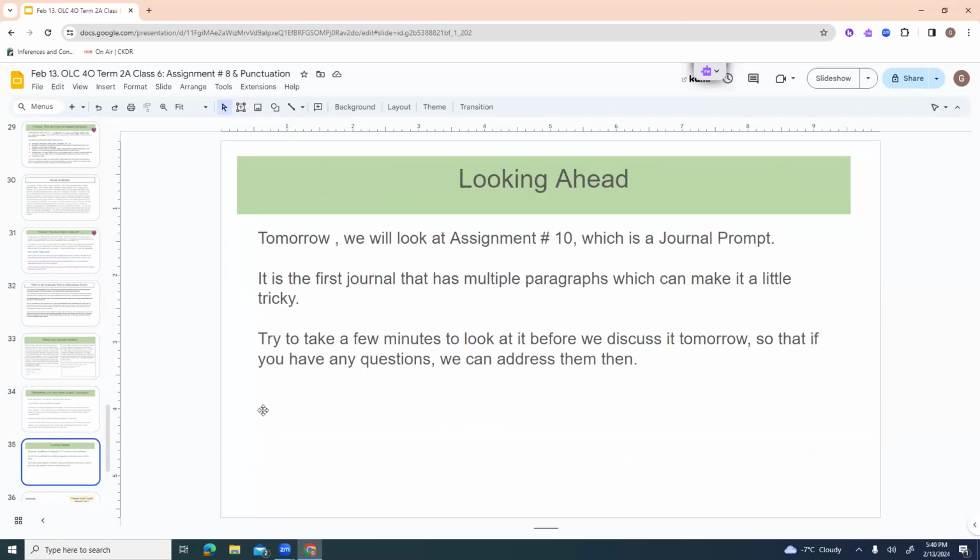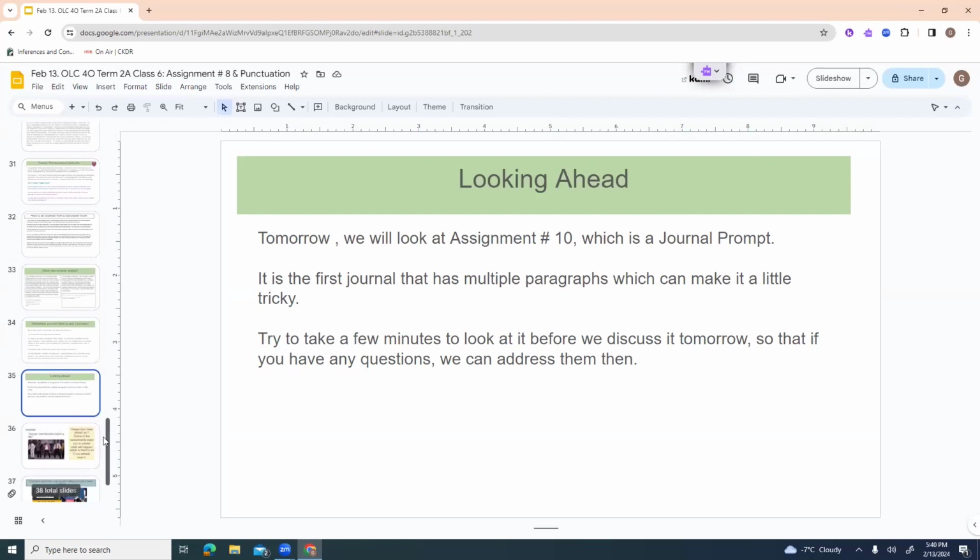Tomorrow, we're going to look at assignment number 10, which is a journal prompt. It is the first journal that has multiple paragraphs, which can make it a little bit tricky. Try to take a few minutes to look at it before we discuss it tomorrow, so that if you have any questions, you can address them then.